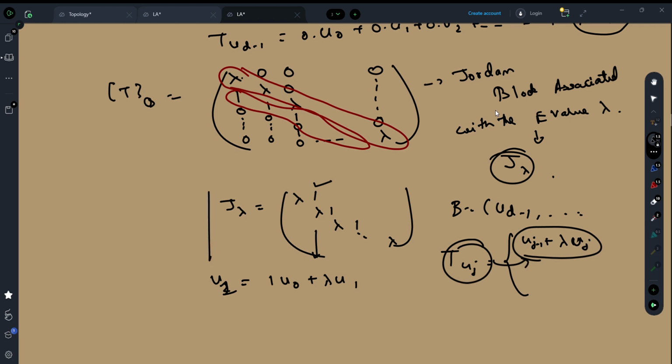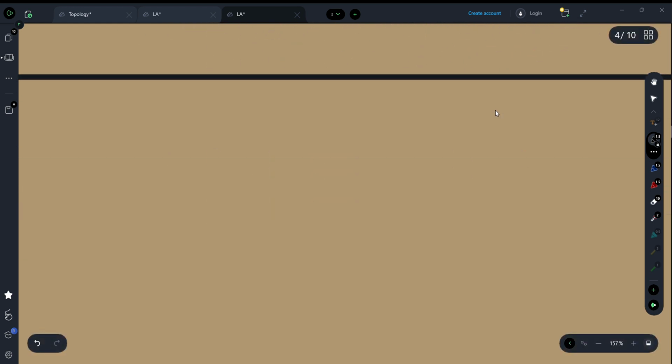In that case the Jordan normal form comes in this way, but it doesn't matter. You can consider this way of writing it or that way of writing it, whatever suits you. Is it clear? So this is typically what a Jordan block is.